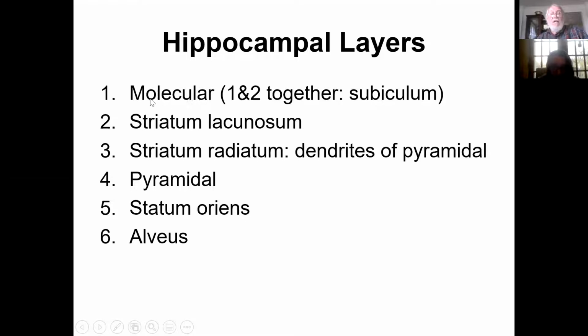So those are the molecular layers, and layers 1 and 2 are called the subiculum. The molecular layer are cells. Layer 2 is stratum lacunosum. What is that? Those are fibers that are entering into the hippocampus. Okay, so the layer 2 are the fiber inputs that are coming into layer 1 and also affecting layer 3, the stratum radiatum, which is the dendrites of the pyramidal cells. And the pyramidal cells of the hippocampus are what? They are the output cells.